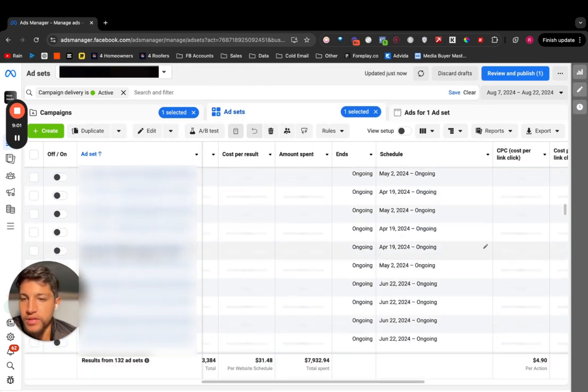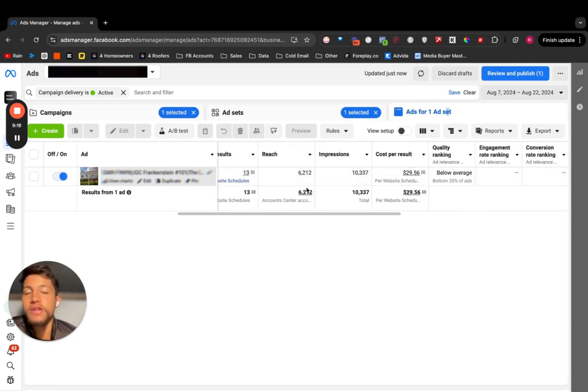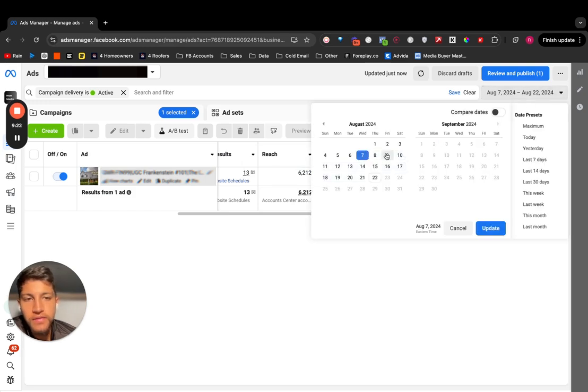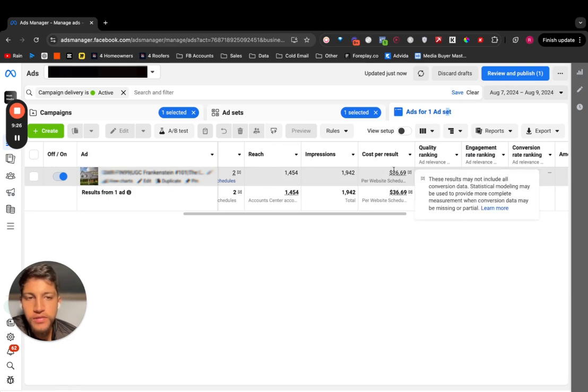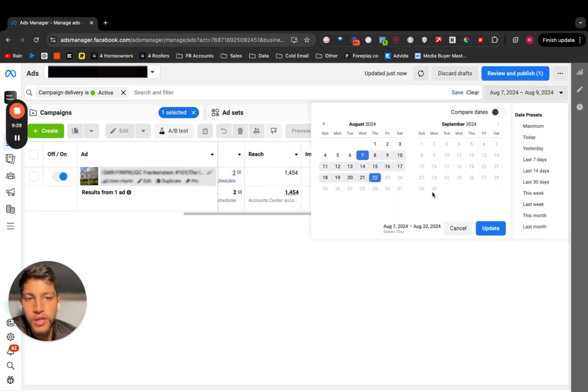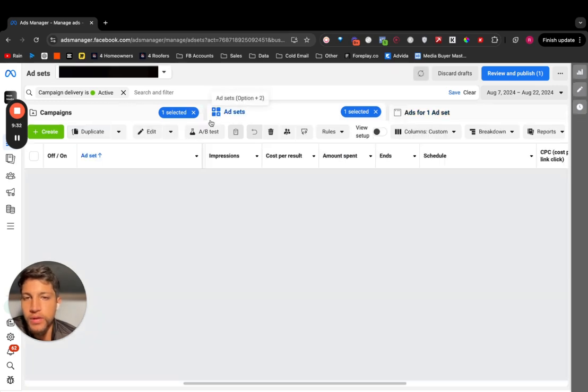Now, if we hop into some other ads, this ad is also a winner, and I'll hop through what we actually are seeing in the ad. But as we can see from the 7th to the 9th, the first 3 days, it did pretty well. So it got 2 leads at $37, and that only improved over time. Okay, so the cost per lead went down.